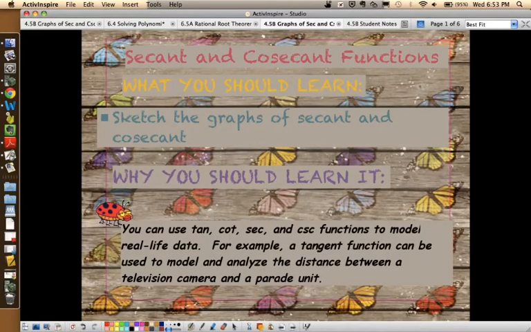Okay, in this video we're going to conclude with the secant and cosecant functions. Both of these functions are the reciprocal functions to cosine and sine, respectively. So we're going to use those two graphs, the sine and cosine, to help us graph the secant and the cosecant.